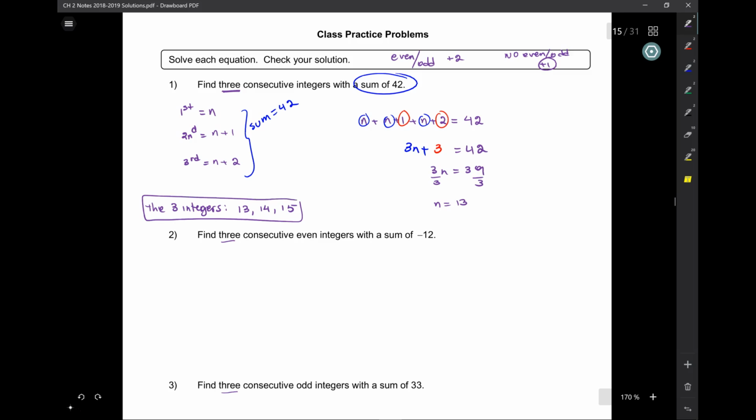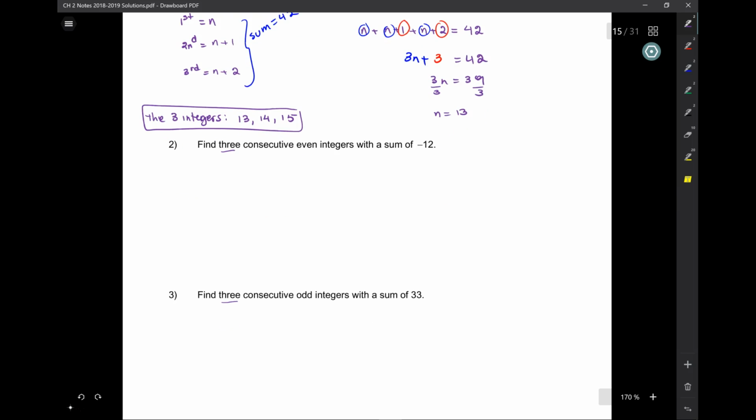Okay, now take a look at this next one. How many numbers am I looking for here? 3. So I say first, second, third. Now, I'm looking for consecutive even integers. My first one is always n, no matter what. Now here it says even. Whenever you read the word even or odd, you're always going to do n plus 2, n plus 4.